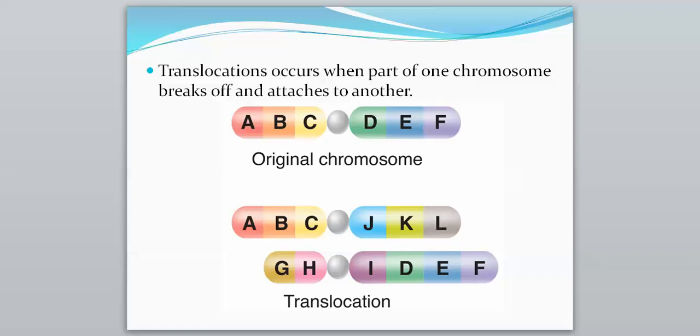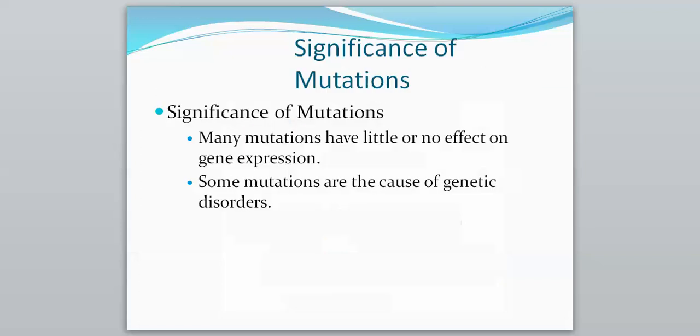So we're going to finish off this section with the significance of mutations. And many mutations, I think we've mentioned this earlier, will have little or no effect on gene expression. Those will be things like our substitutions that we first talked about. And those are just minor changes that really don't have any big deal. However, some mutations are the cause of genetic disorders, which we looked at in class. Some mutations are severe enough to where that will happen and will actually give us what are known as genetic diseases and disorders.